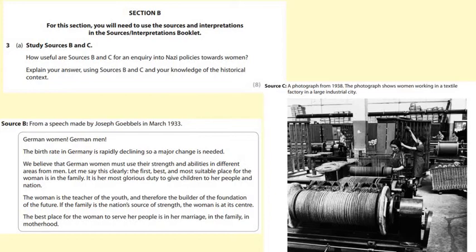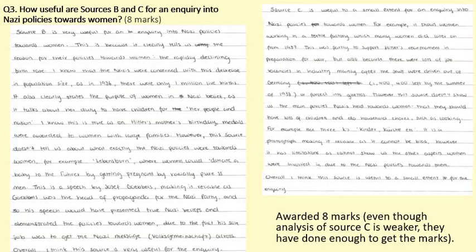So let's have a look at a top student answer to this question. Again, I suggest you pause the video now, read through this answer and read the examiner comments and try and think about what is so good about this answer. Just a little hint, remember when you have a usefulness question, you must look at the content of the source and compare it to your own knowledge. And then you also must look at the provenance of the source.